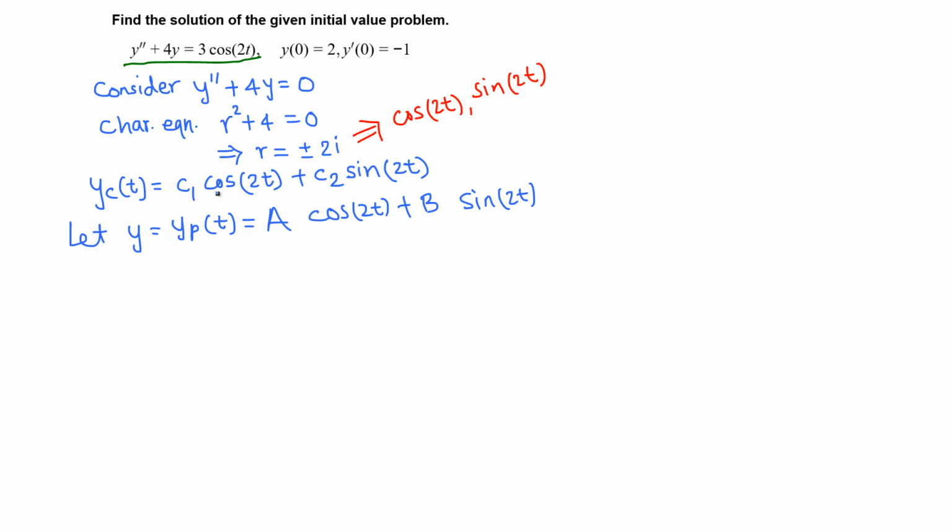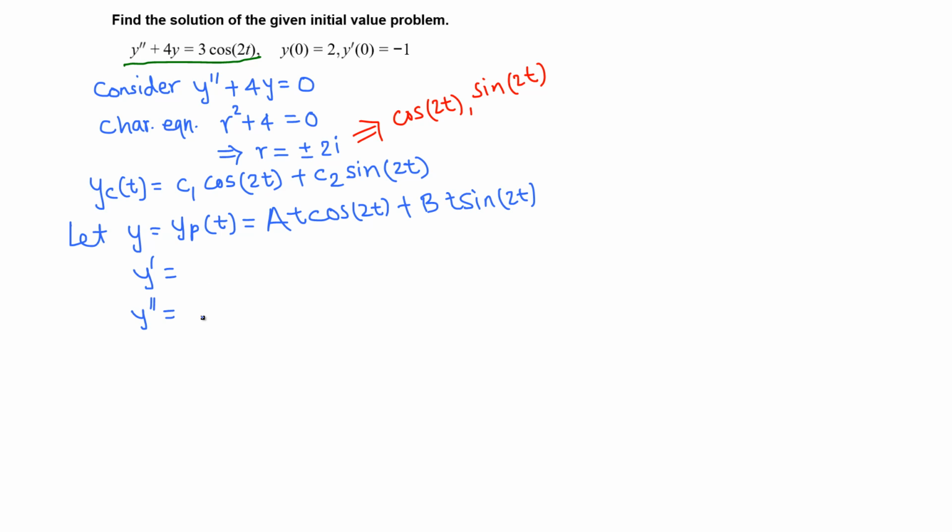But cosine and sine are already solutions. So we multiply the whole thing by t, which is the same as multiplying each term by t. This is the form of a particular solution. Now we find y prime, using the product rule here. Then we find the second derivative, plug these into this equation, and find the values of A and B. Then yc plus yp will be the solution, and later we find C1 and C2 using these conditions.